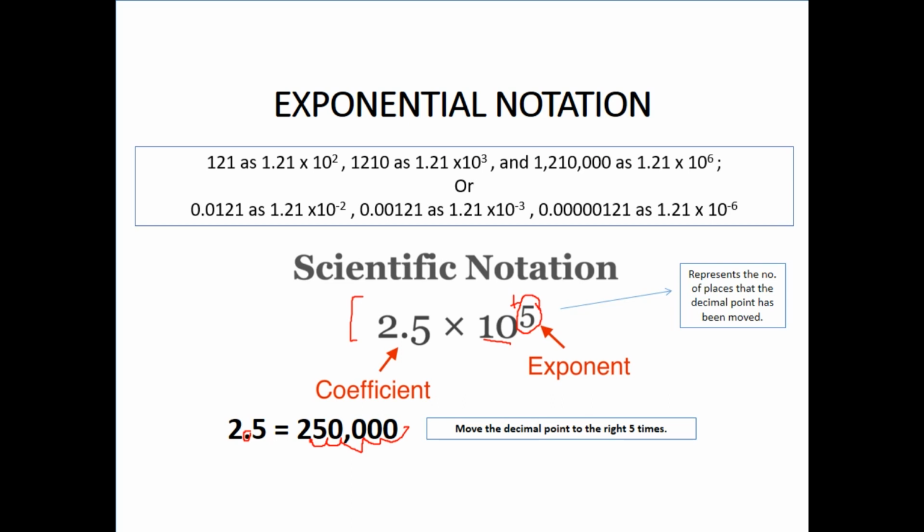So, from a scientific notation to a whole number, the exponent of 10 tells you how many places to move your decimal point, either going to the right or going to the left. If the sign is positive, go to the right. If the sign is negative, go to the left. So you have here, move the decimal point to the right 5 times since we have a positive 5. That is how we express our whole numbers as exponential or scientific notation.